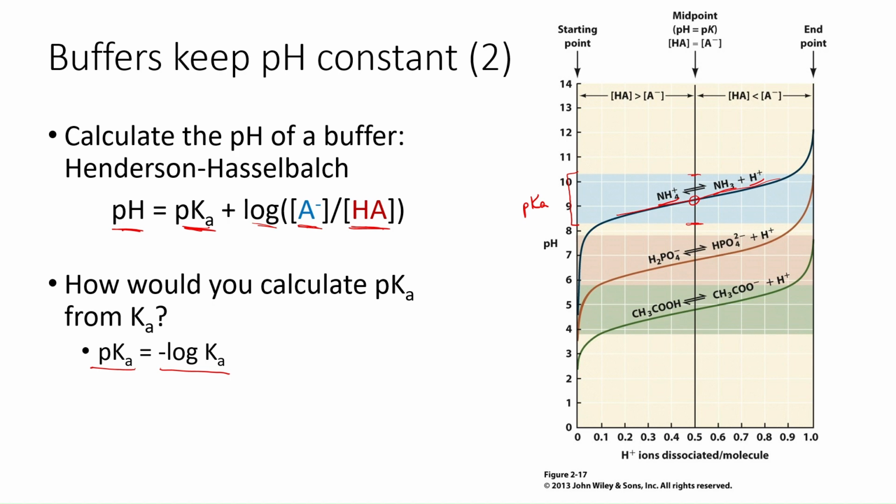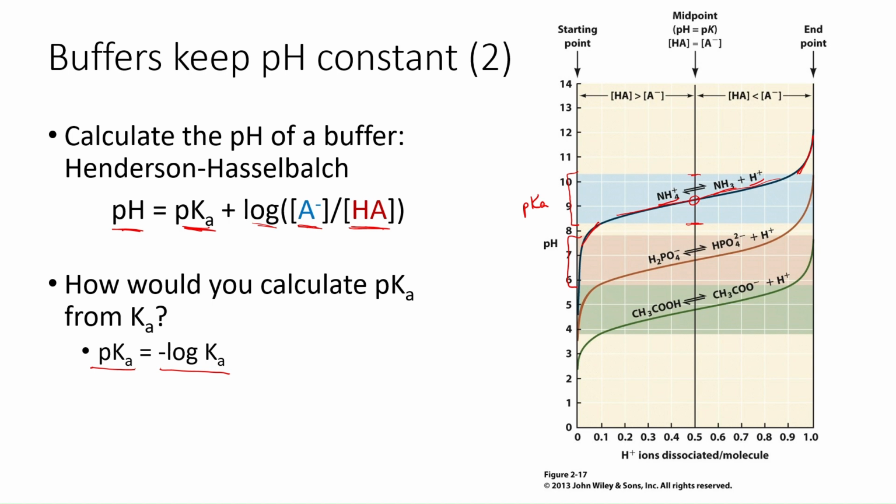Once you reach outside of this buffering range, if you add too much acid or too much base, it overcomes the buffer's ability to counteract that added acid or base, and that's when you see these lines start to become much more steep, because the system is no longer able to act as a buffer outside of that pH range. And different buffer systems have different ranges of pH at which they're able to act as a buffer.